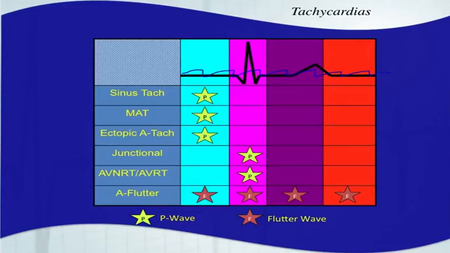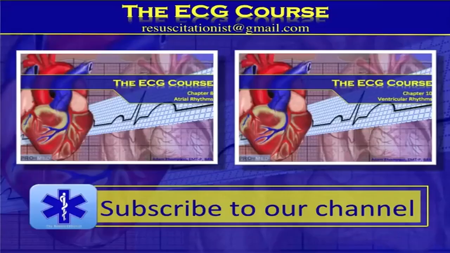So that's the end of this chapter. We've covered a lot of rhythms so far, so go through and review those as much as possible. Use the internet and Google each rhythm as you learn it so you can see as many different examples as possible. If you want to go back and review atrial rhythms, click on the left image to go back to chapter 8. If you're ready for the wide ones, the ventricular rhythms, click on the right image, chapter 10, and we're going to start talking about ventricular rhythms.